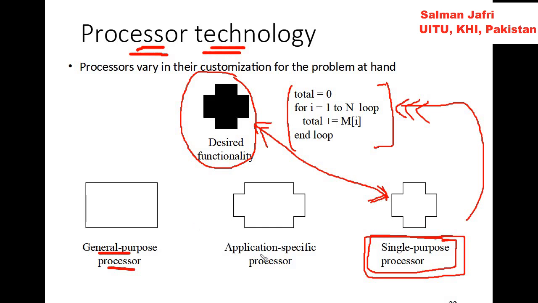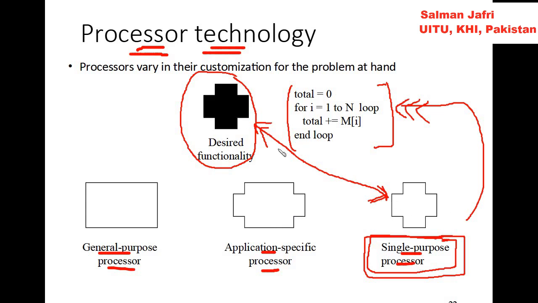On the other hand, as we can see, application specific processors seem to be closer towards our desired functionality as compared to the general purpose processor. It means that application specific processors would need less customization to map to our desired functionality, because they have some similarity and some functional units that are aimed towards our desired functionality. The best example is again a digital signal processor or a DSP. For example, if this desired functionality was our DSP operation, it might be a finite impulse response filter or anything else. So if you use an application specific processor like a DSP processor, it would be very near to our desired functionality. Let's now turn to the single purpose processor.